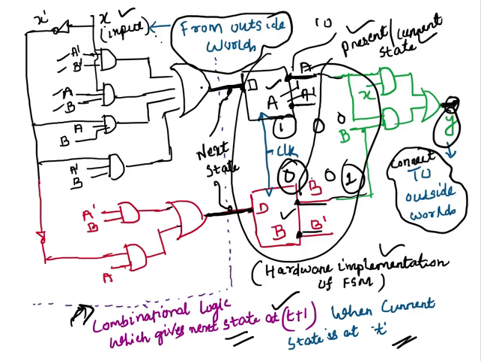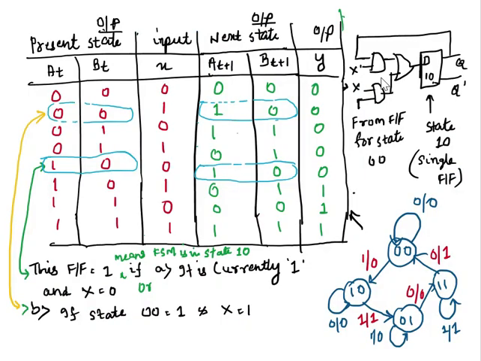If we use binary encoding, we use two flip flops, but if you use the one hot encoding technique, then we are using only one flip flop for state 1 0. See here. So this is the logic, this is the input circuit, and this is the single flip flop.